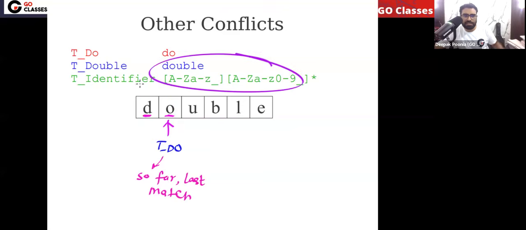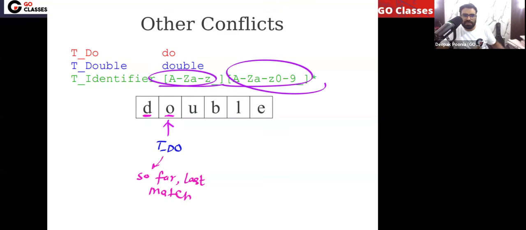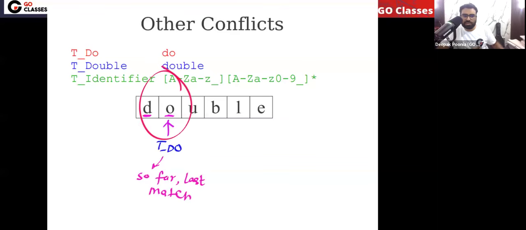But remember, these are in the race. Actually, this is also matching. You can see this identifier is also matching. This DO, this identifier is also matching. Notice in the identifier, any letter followed by any sequence of letters or digits. Yes or no? So you can notice here that this DO and this identifier both are matching. But for a moment, let me write this DO token here. I will tell you why. At the end, it will become clear.